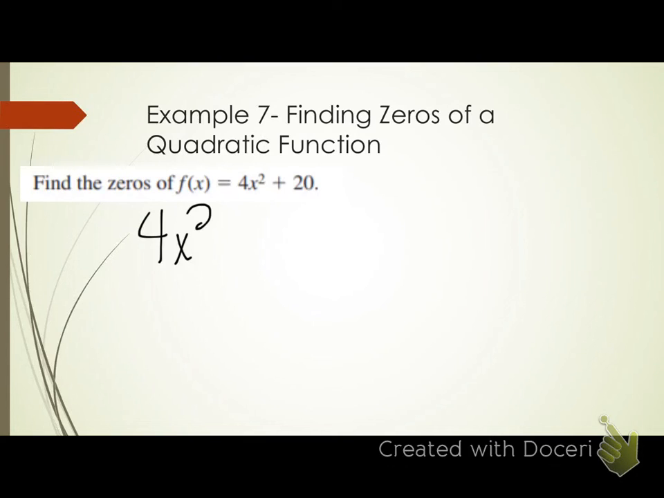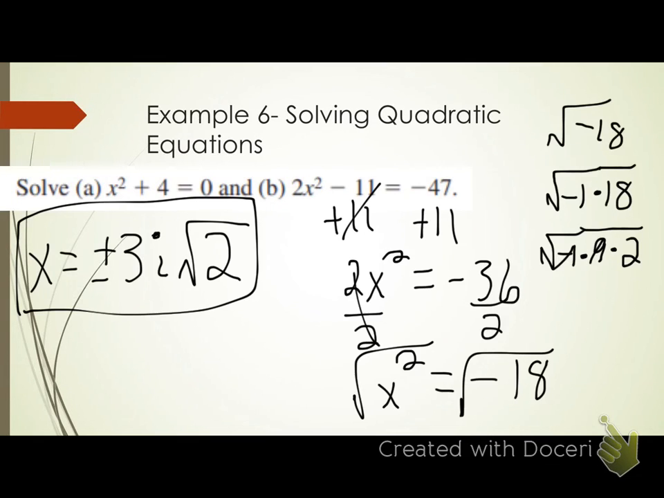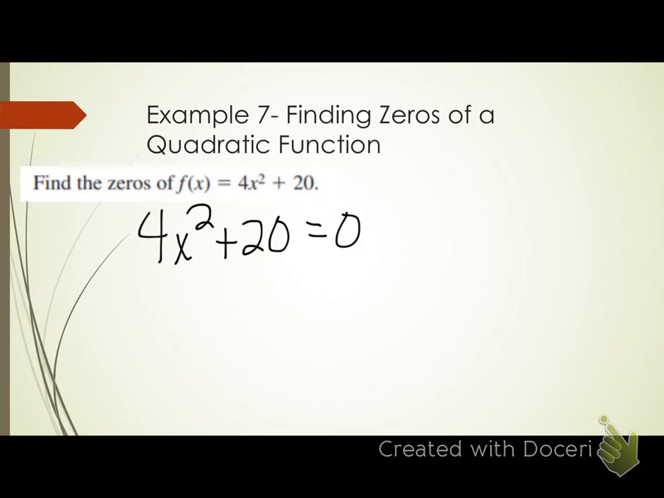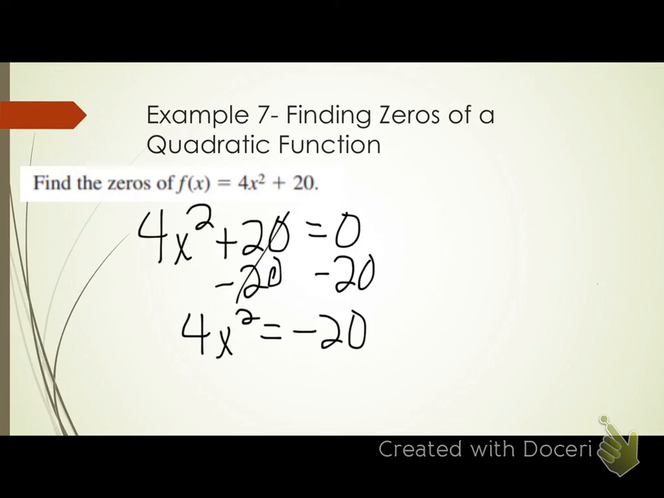So 4x squared plus 20 equals 0. Now this just turns into a problem like I had on the previous slide. I just have an equation here and I'm solving for x, finding the x values when my y value is 0. So what's my first step here to get x by itself? Subtract 20. 4x squared equals what, 0 minus 20? Negative 20.